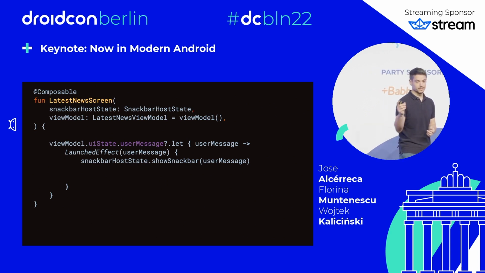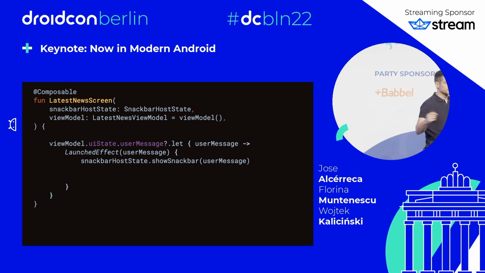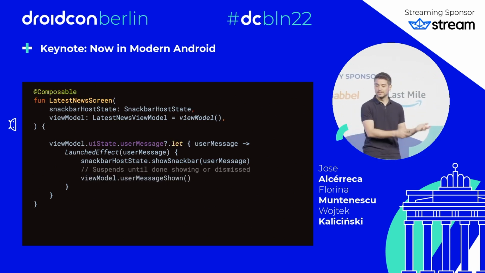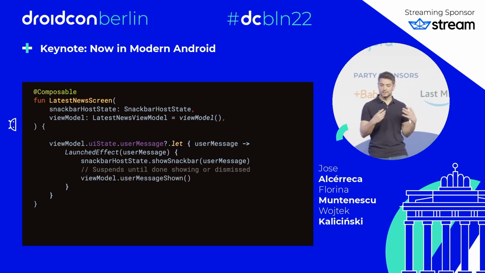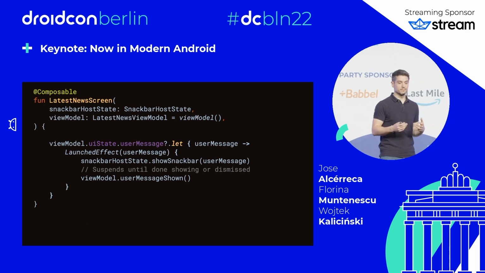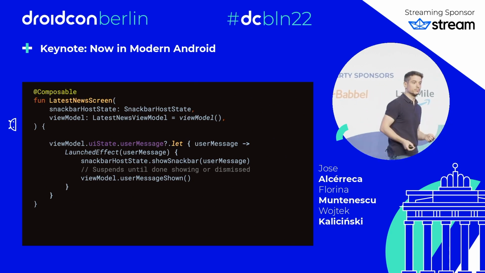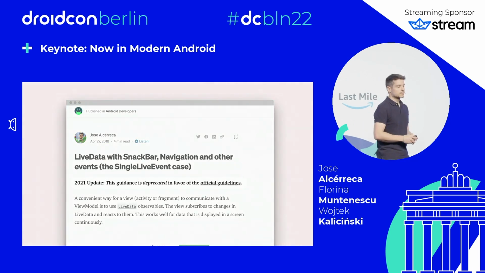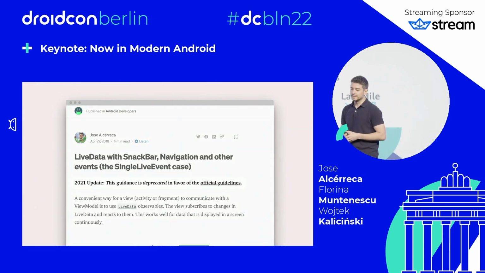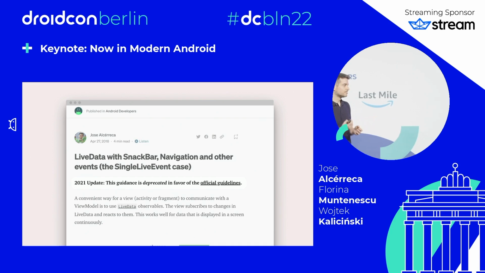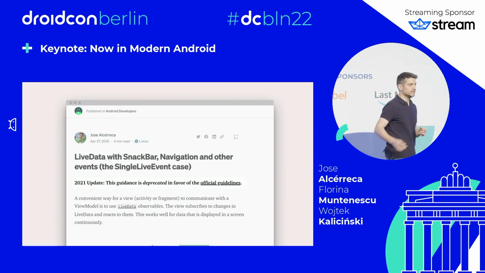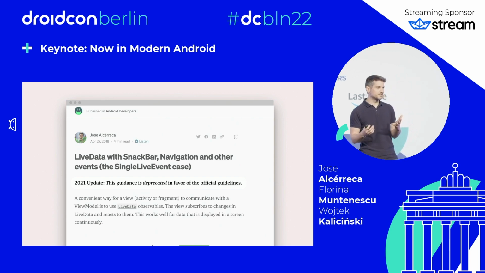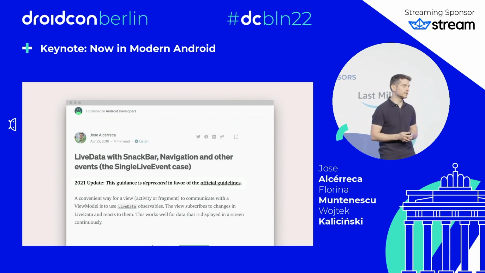And it's super cool, because this method suspends until the snack bar is either dismissed by the user or it times out. So we know that after this method, we can tell the view model that the user message has been shown. We send an event back to the view model, so the view model can reset that user message. So solutions that we have recommended in the past are no longer fitting, like single live event and event wrapper, especially in Compose, where certain practices are easier to spot as a smell.